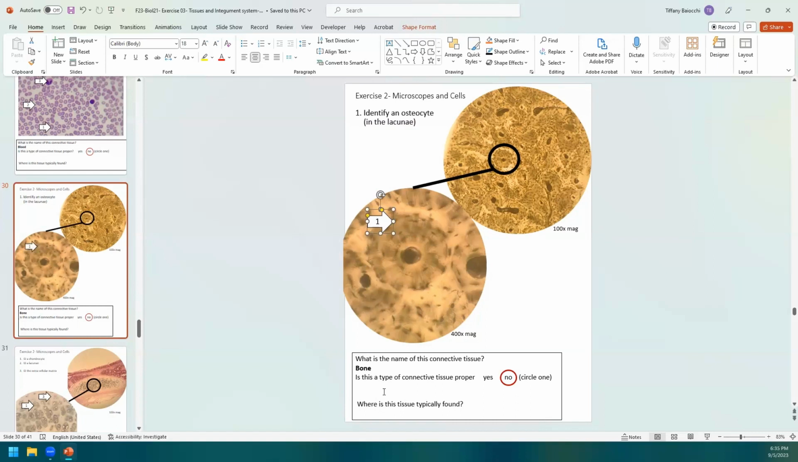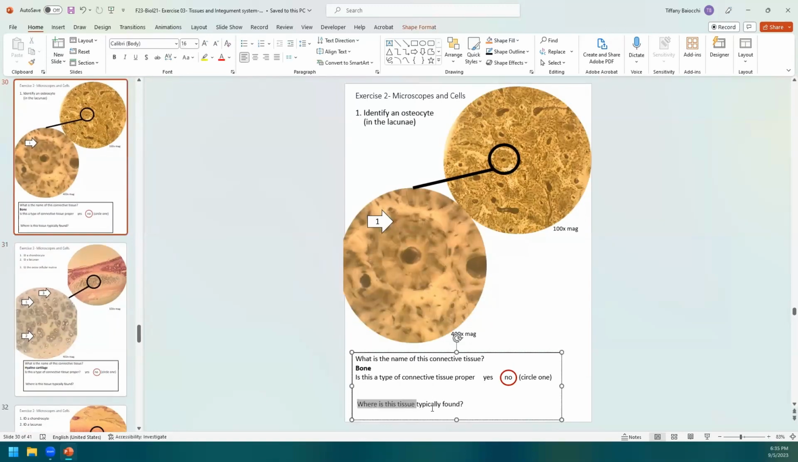Again, although this is a type of connective tissue, it is not a type of connective tissue proper. Connective tissue proper is the loose or dense ones that we talked about first. So no, this is not a type of connective tissue proper, even though it is a type of connective tissue. Where is this typically found? This is found in your bones. This is compact bone, is where you'll find these osteons.